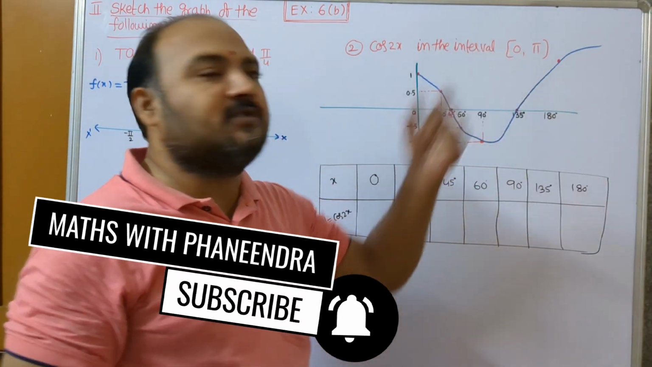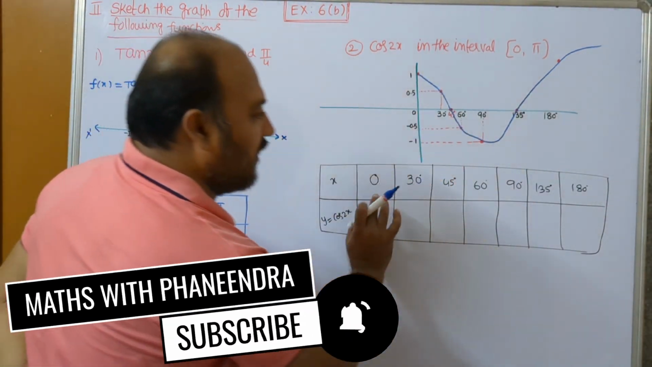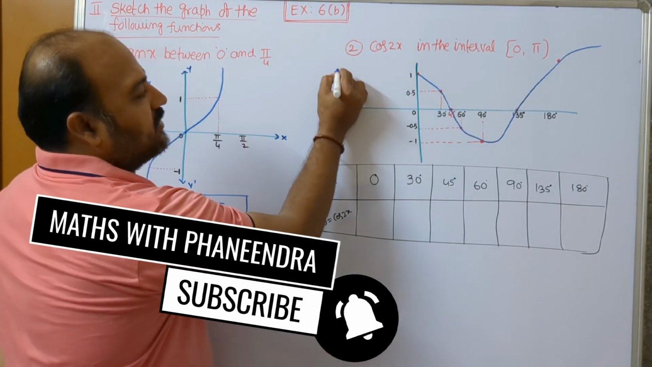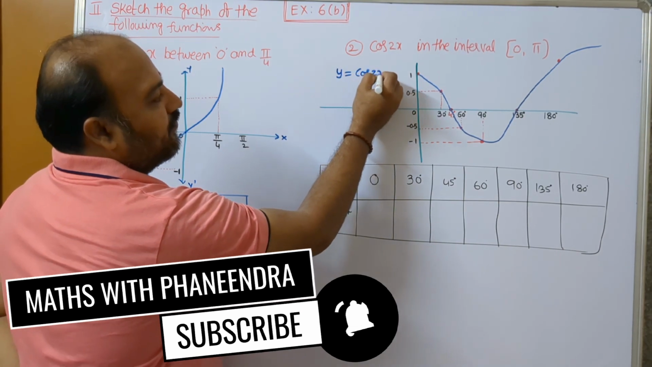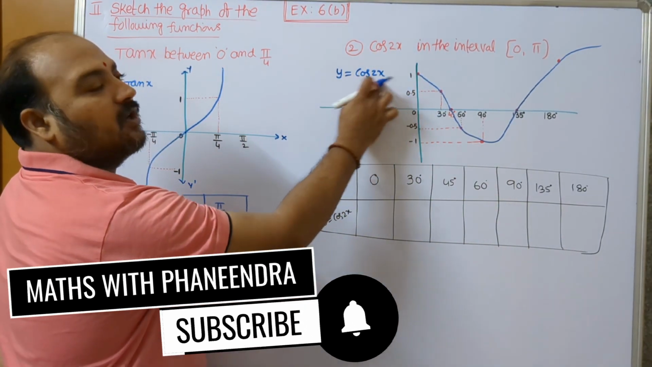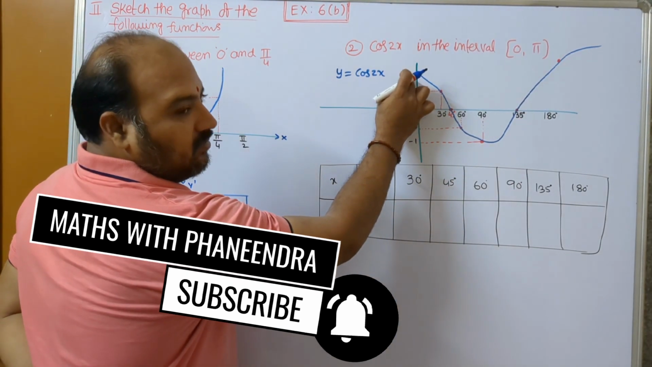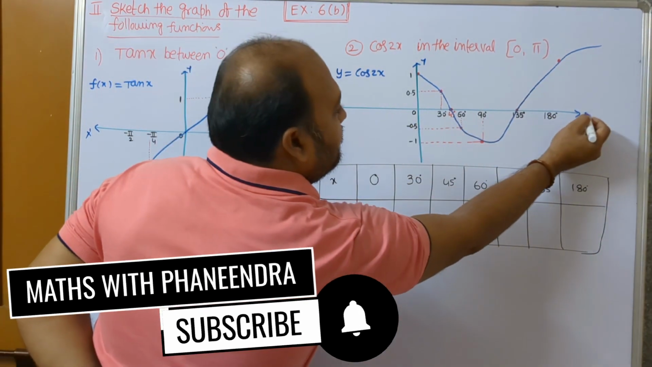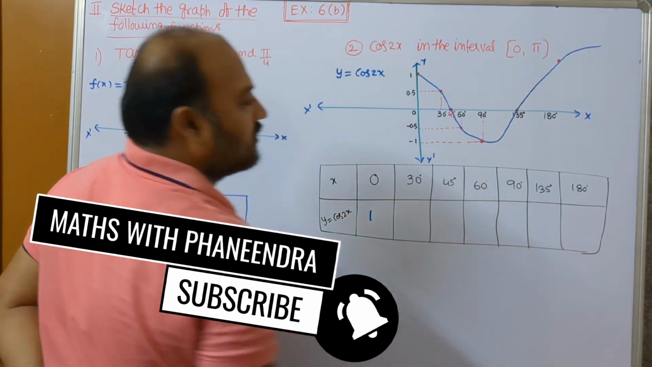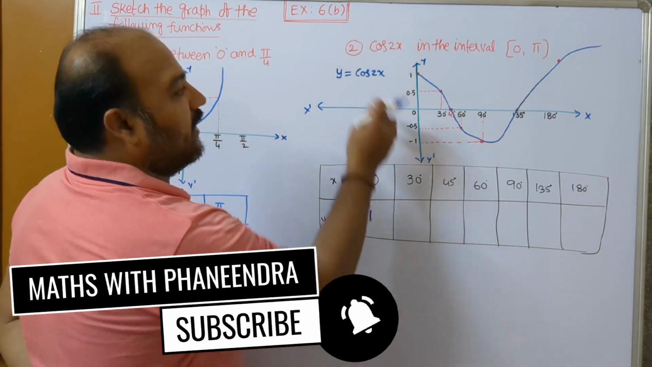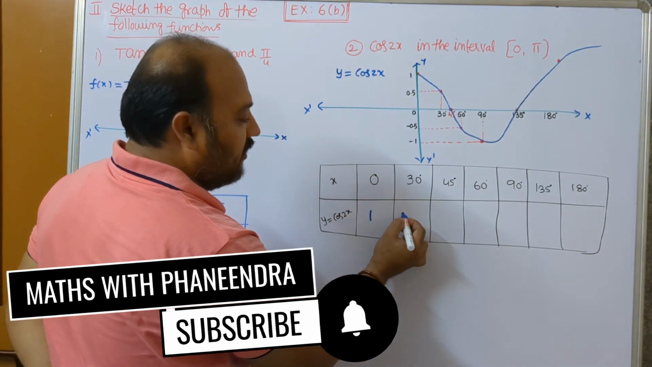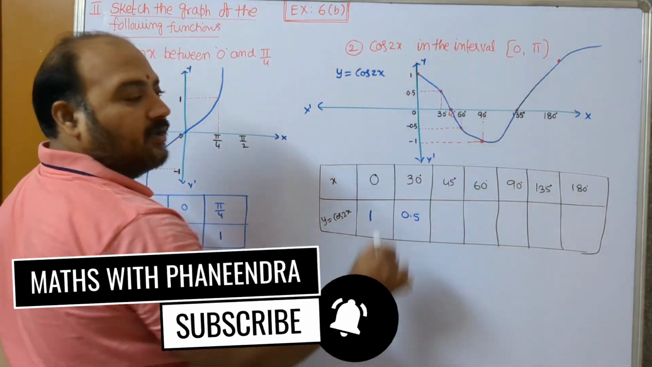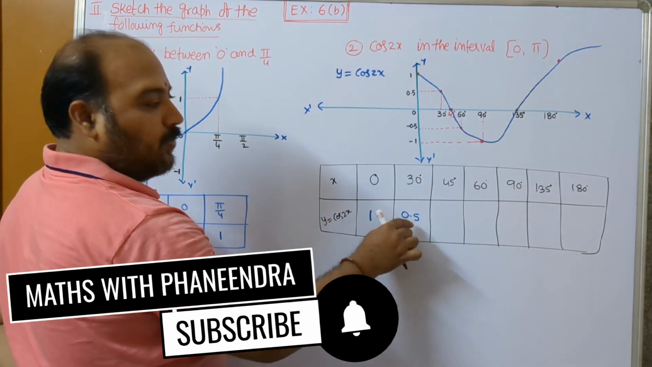Next, cos x in the interval of 0 to pi. So I have taken values from 0 to pi here. y is equal to cos x function. If you take x is equal to 0, cos 0 is 1, so 1 will be here on the y-axis. When x is equal to 30, that means cos 60, cos 60 is 1 by 2, which is 0.5, positive 0.5. Here we got it. When x is equal to 30, the y value will become 0.5.